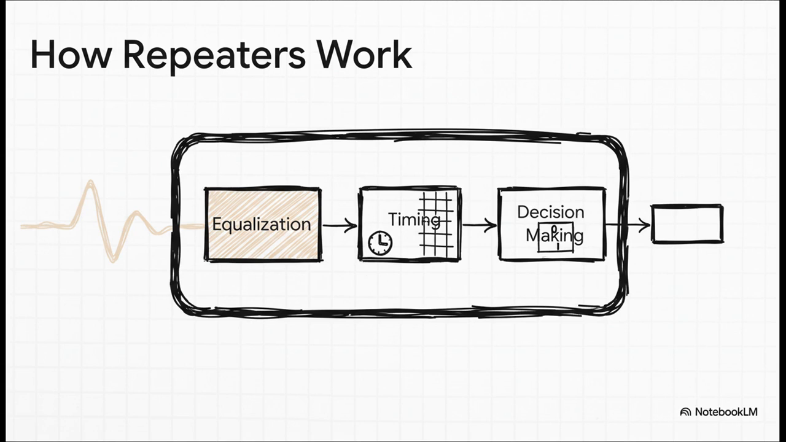Well, first, it reshapes the messy pulse to give it back its proper form. Then, it gets the timing just right, locking onto the rhythm of the data. And finally, the decision-maker part looks at that ugly, noisy pulse and makes a choice. Is this a 0 or a 1? It then generates a brand new, perfect, clean copy to send on its way.